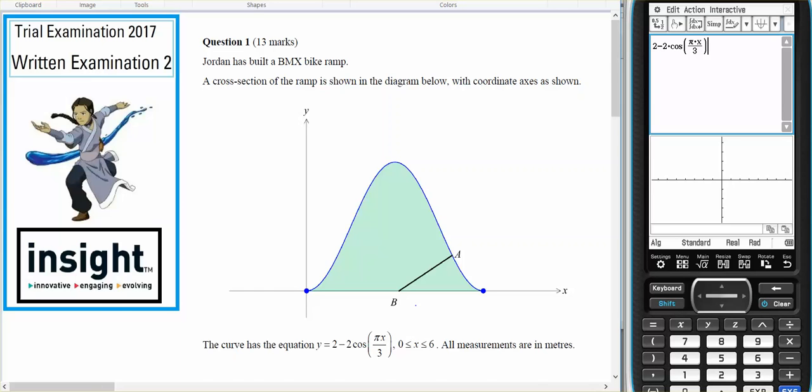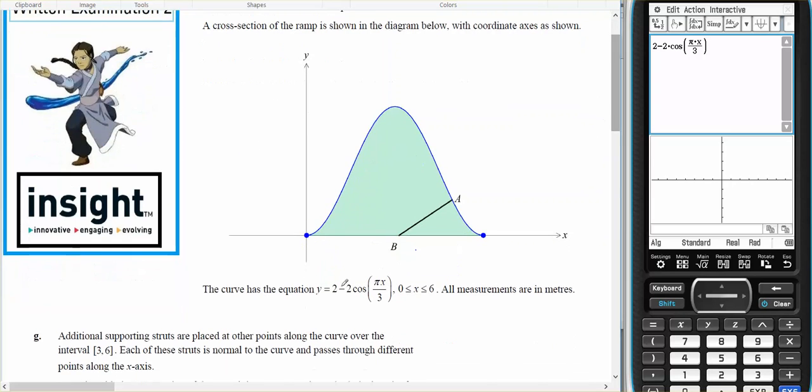This is for Year 12 Methods that comes out of the Inside Exam 2 2017 question 1G. So Jordan's built this BMX bike ramp, and there it is. It follows this particular rule for its height over that domain from 0 to 6. And a perpendicular strut has been placed at point A.